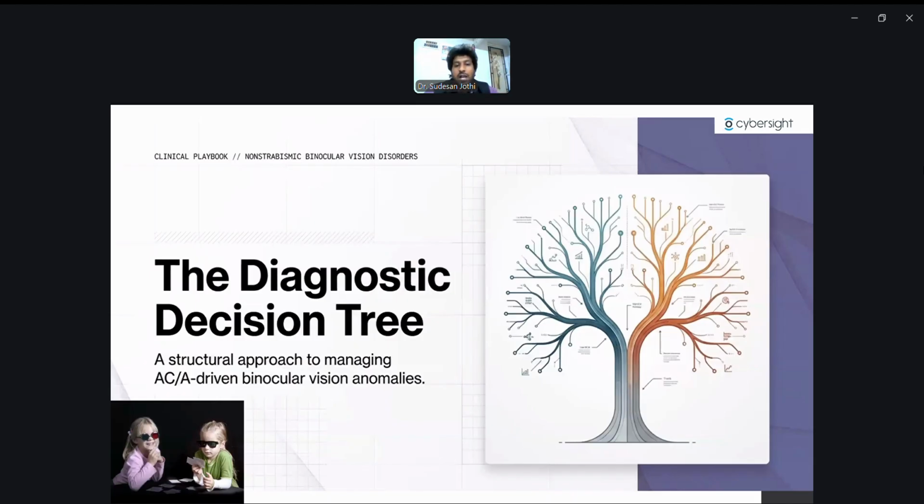Patients with a high ACA ratio respond well to optical treatments such as plus and minus lenses. In contrast, if you see a patient with a low ACA ratio, they benefit more from vision therapy and, in selected cases, a relieving prism. This decision tree helps us choose the most appropriate treatment for each patient.